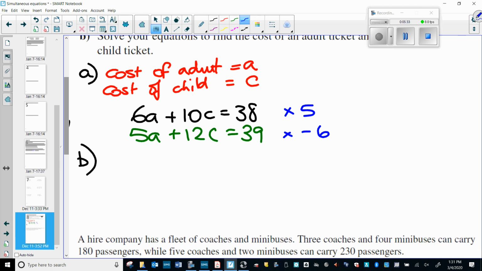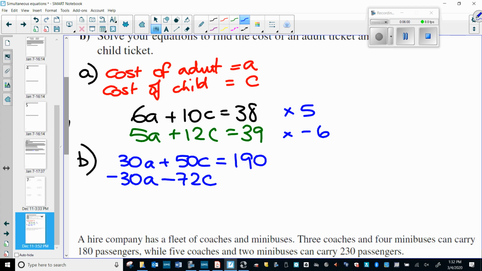So that gives us 30A plus 50C equals 190. Was that good, Benjamin? Okay, that's right. So we've now got negative 6 times 5A, so we've got now negative 30A. We've got negative 6 times 12, so that's negative 72C. I don't know what this is. 182. Negative 34.